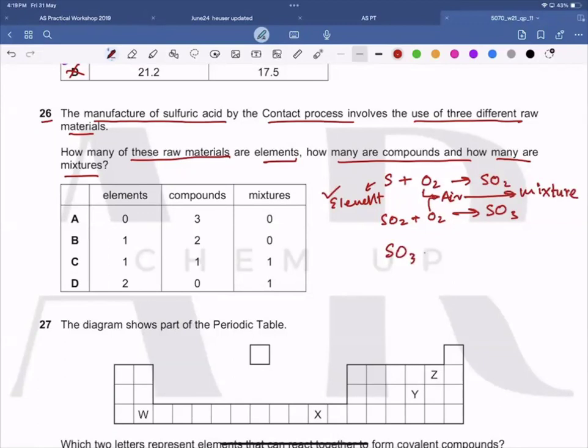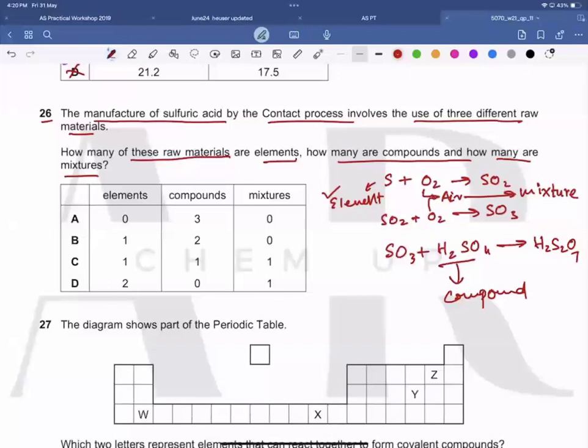And then when sulfur trioxide is formed, it is dissolved in sulfuric acid to form oleum. So see, sulfuric acid is a compound. So we need one compound, one element, and one mixture. Option C says that we need one element, one compound, and one mixture. So C is the correct answer.